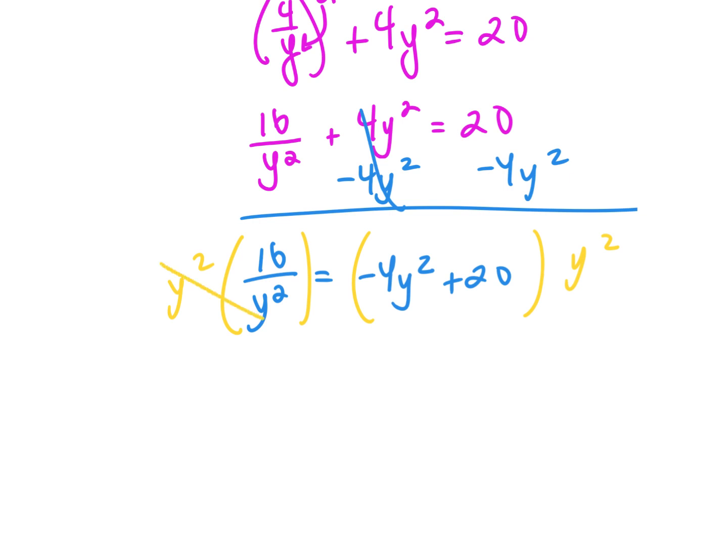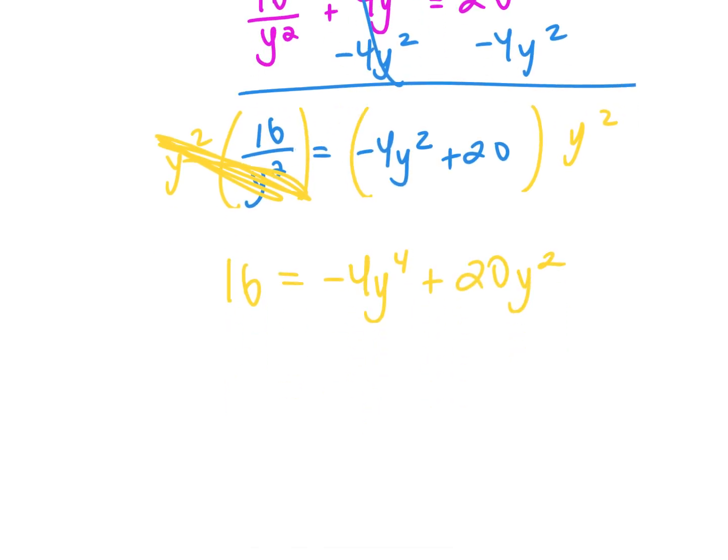So this cancels, and I have 16 equals, well, what do I do with y squared? Distribute it. So I have negative 4y to the 4th plus 20 what? Y squared. Okay. Fair enough. Now what? Take out negative 4y squared. Okay, we can in 1 second. Do we have a quadratic of sorts? Oh, so move the 16.